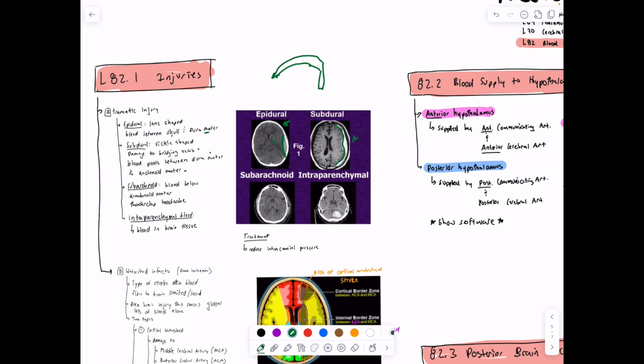Then you have subarachnoid, which is blood below the arachnoid mater. It's a little bit hard to tell here, but thunderclap headache is the sign. And then intraparenchymal bleed, right? Remember, parenchyma is like the functional cells of an organ, so that's just blood inside of the brain tissue.